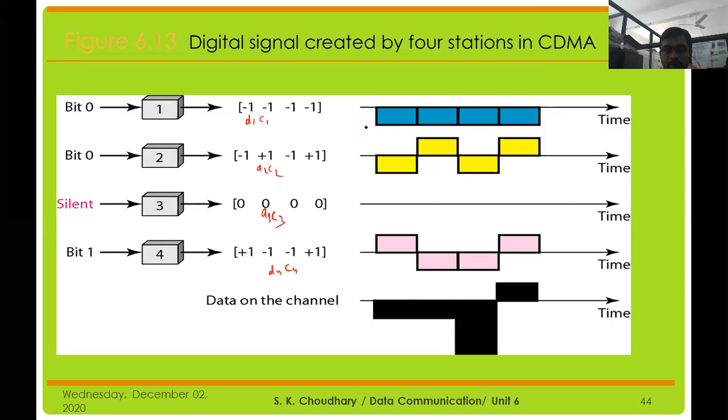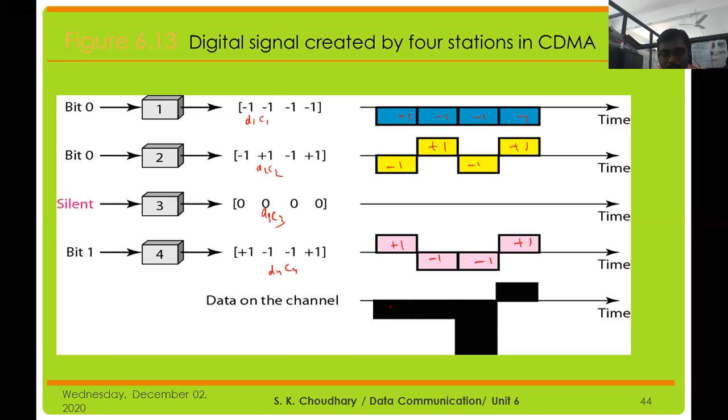So finally, this data would come into the common channel. If you have to represent this data in the form of signals, -1 means it is below the reference axis. All the data are -1, 4 bits. But in the case of station 2, it is -1, then +1, then -1, then +1. So it would be represented like this. Then station 3 is silent, so it remains 0. Station 4, +1, -1, -1, +1.